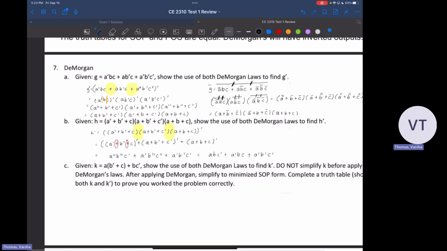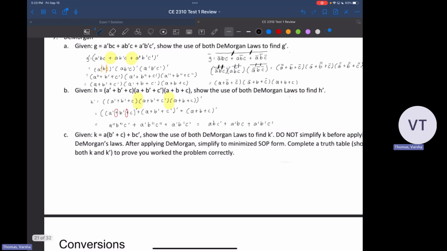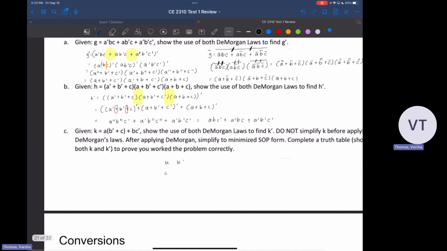So this one is just another example, but it's saying that you should draw a truth table to see that you worked it correctly. I think we're running a bit low on time, so I'm not going to do it. But essentially, when you draw the truth table, let's say your outputs are 0, 0, 1, 0, 1, 1, 1, 1. All these outputs for your De Morgans should be opposite. So all your zeros turn to ones, all your ones turn to zeros.